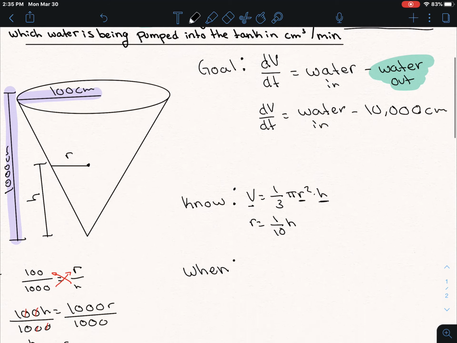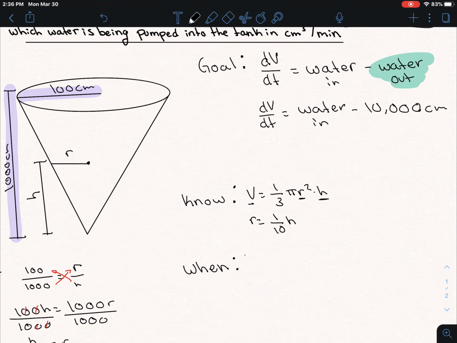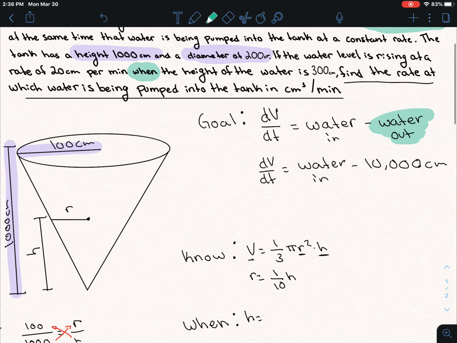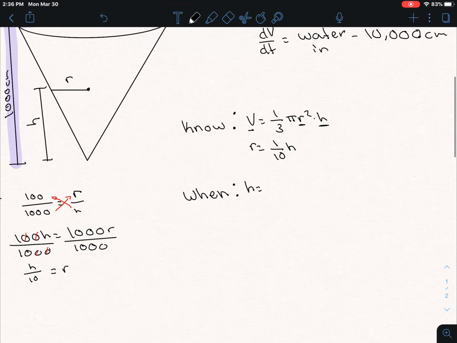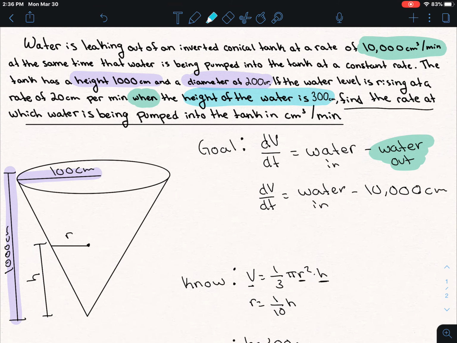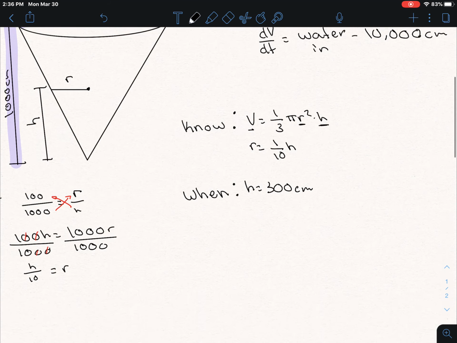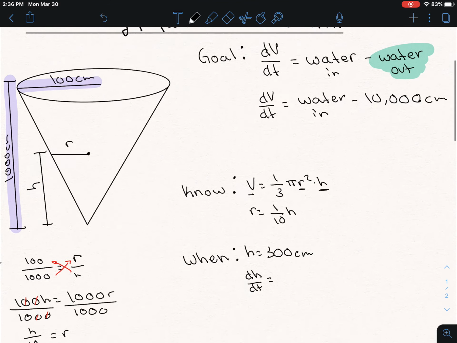Okay, so when, we do know that h is equal to our height, and our height is 300 centimeters. So we're going to automatically put that in, 300 centimeters. And we do know that our rate is 20 centimeters. So that's going to be our dh over dt is equal to 20 centimeters.